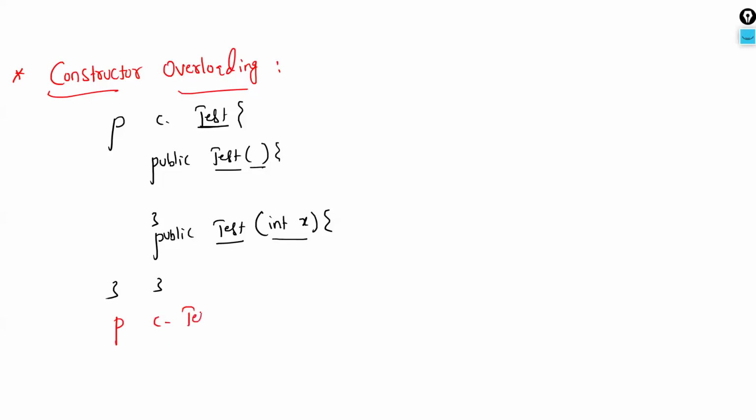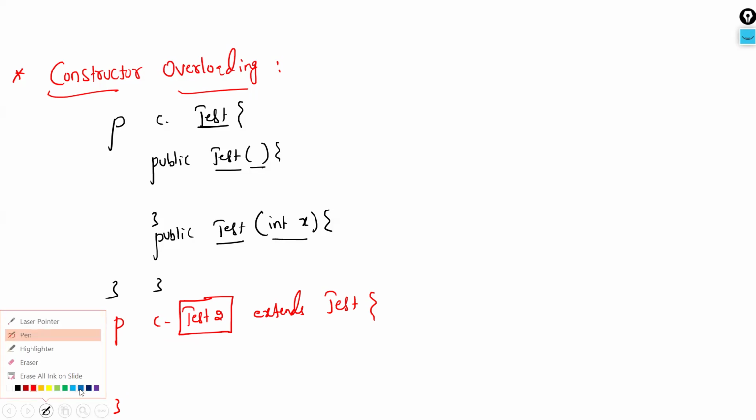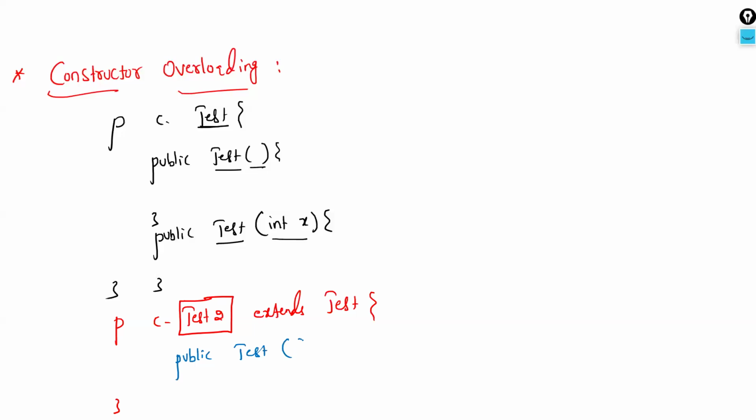Public class Test2 extends Test. Now in this child class, Test2, can we have a constructor with the name Test? In this child class, can we have a constructor name which is the same as the parent class name? What do I mean? Public Test, then parentheses, a different signature. Let me take String s, then the body. Is it correct? Yes or no?